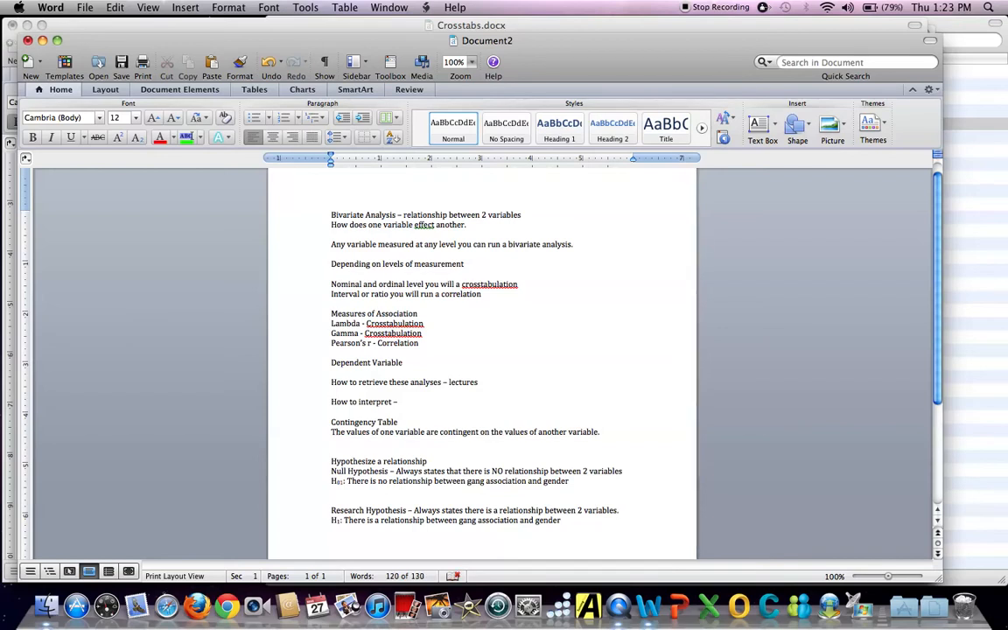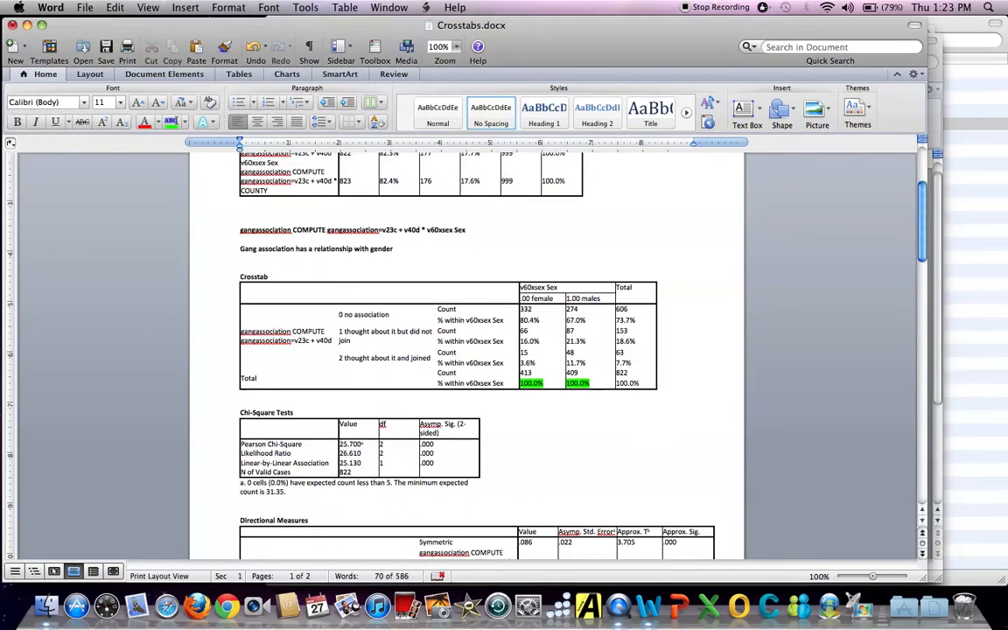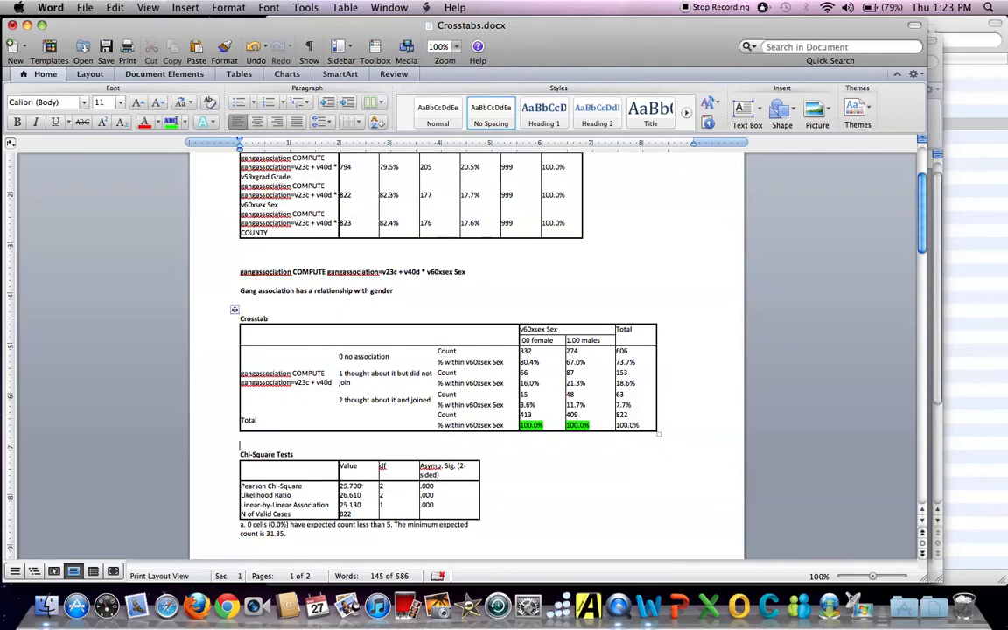That's how you state a hypothesis. So, gang association has a relationship with gender: I'll give you a second to think about it, is it a research or null hypothesis? It would be a research hypothesis and not the null hypothesis, because it's stated in the positive. And that's our hypothesis, and we want to find out, can we say that yes, indeed, this relationship does exist.